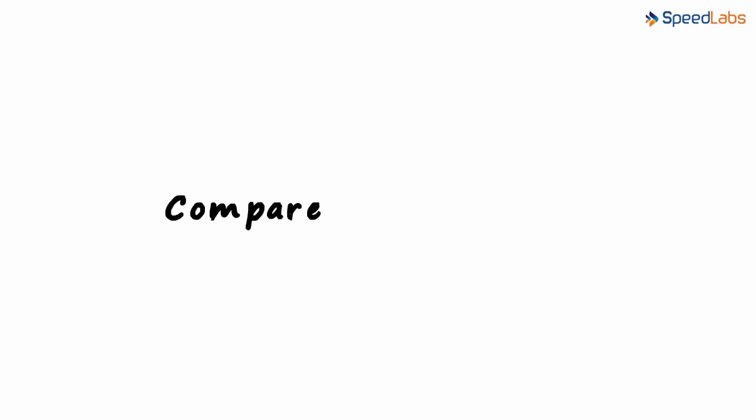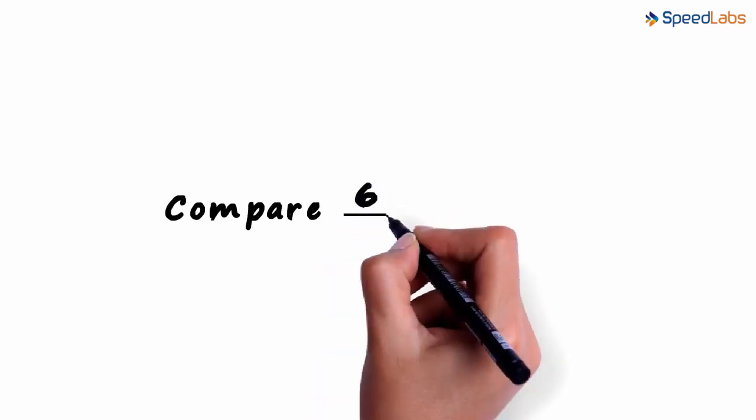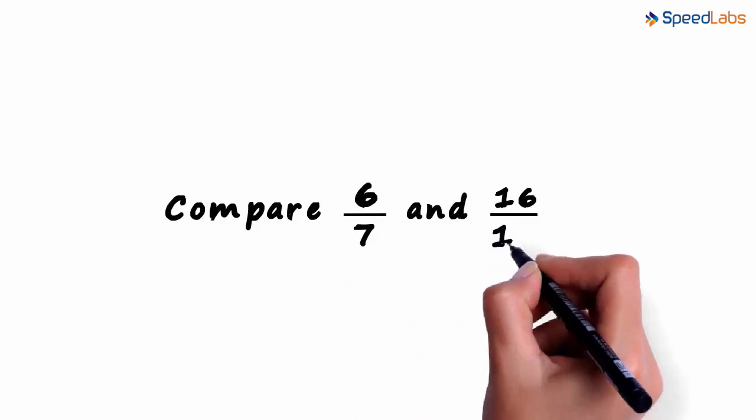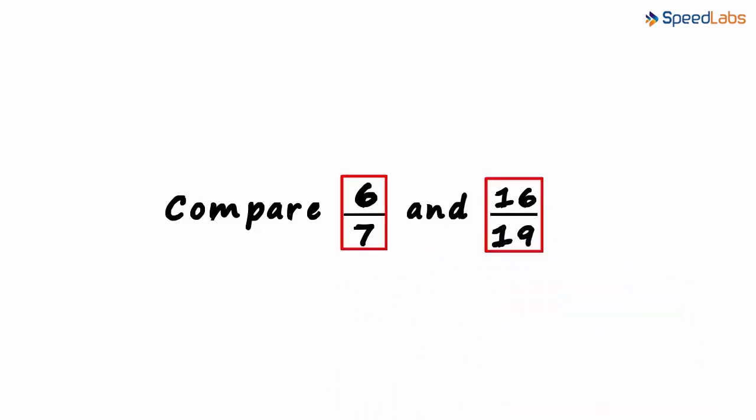Let's say we want to compare the fractions 6 by 7 and 16 by 19. Both these fractions are already in their simplest form and the values are also pretty close to each other. How do we compare such fractions?